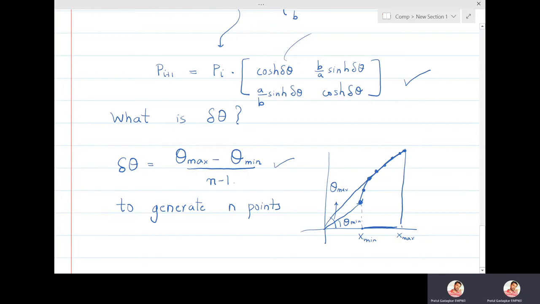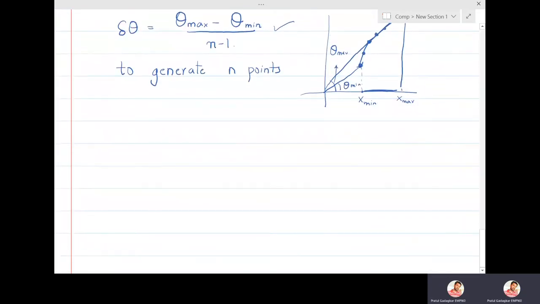Okay, and for that we need to find what is θmax and θmin. Now how will I find θmax and θmin? Okay, so let me say case 1. If the value of x is given, if the x is restricted from x min to x max, then the value of Δθ will be different.